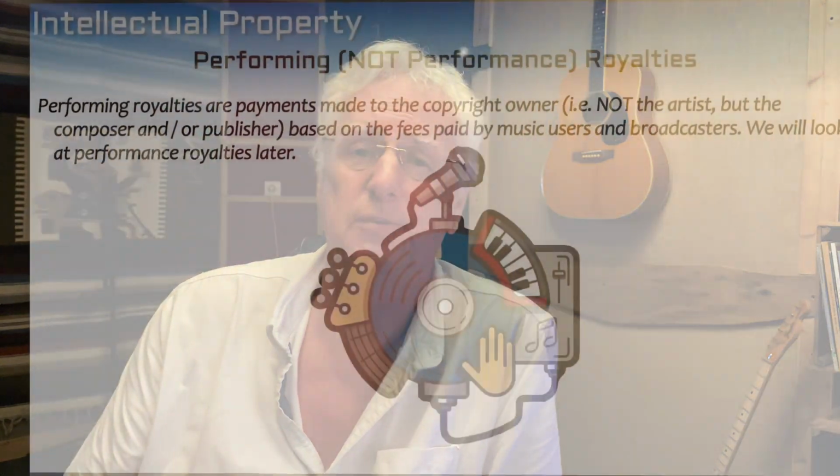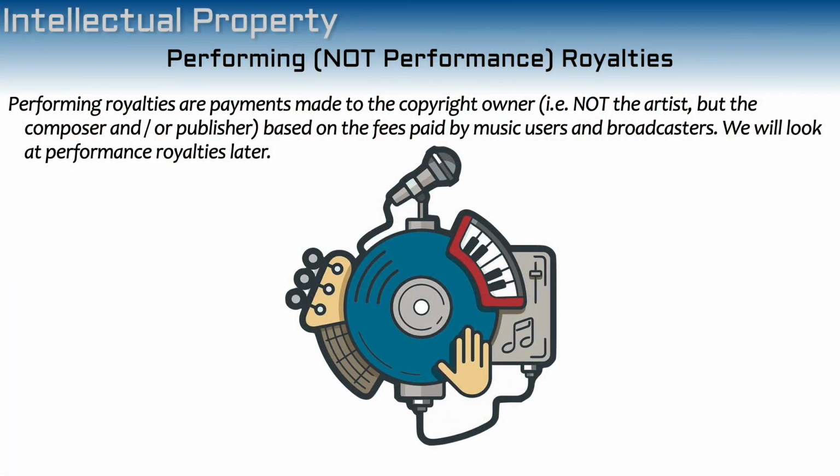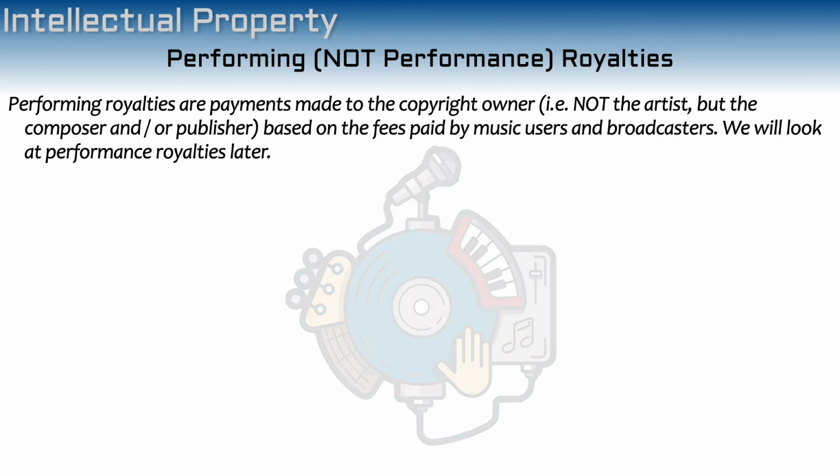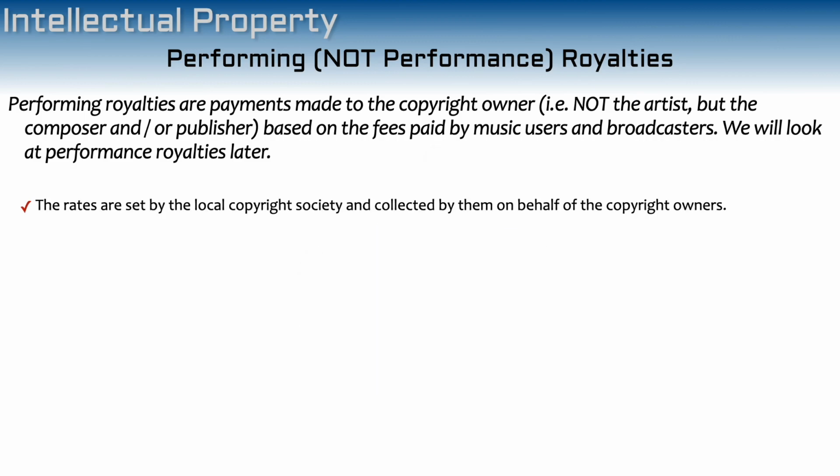So let's get started. Performing royalties are payments made to the copyright owner, i.e. not the artist but the composer and or publisher, and they are based on fees paid by music users and broadcasters. We'll look at performance royalties later. The rates are set by the local copyright society and collected by them on behalf of the copyright owners.